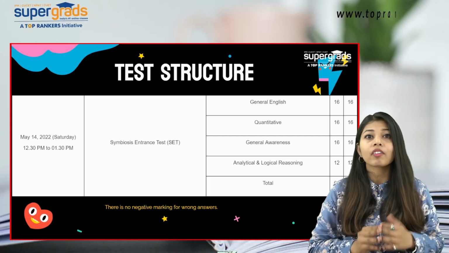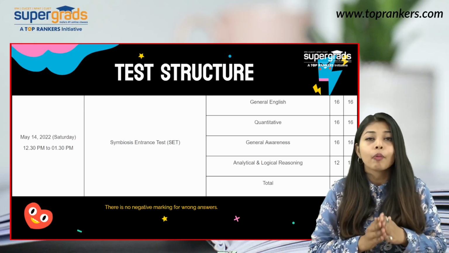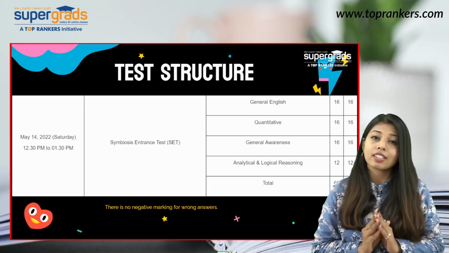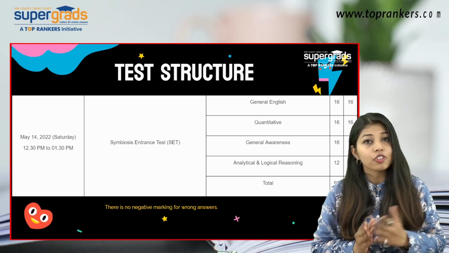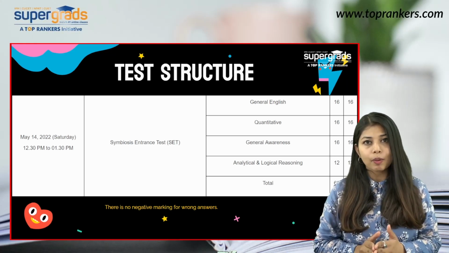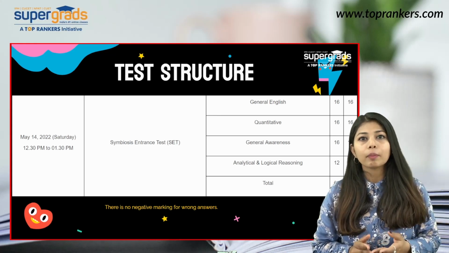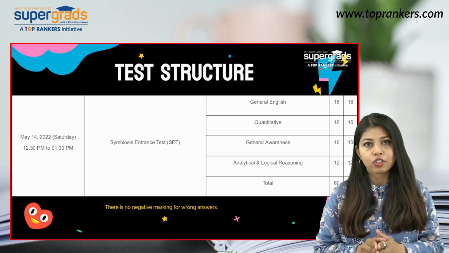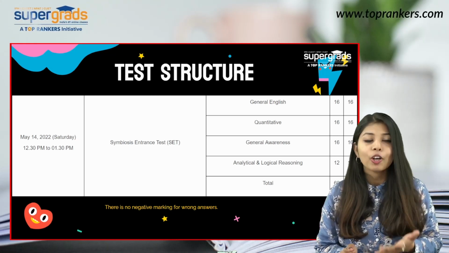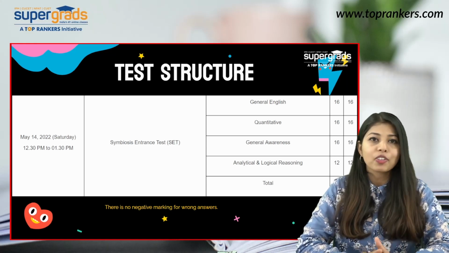And if we talk about the reasoning part, analytical and logical, it will consist of 12 questions, which makes the total of 60 questions. 16 for English, 16 for Quant, 16 for General Awareness, and lastly 12 for Reasoning. You will get 60 total questions, wherein the marking scheme will be in such a way that there will be 1 mark for every right question. And the good part is there is no negative marking in this. So please make sure that you attempt the whole paper, all the questions.